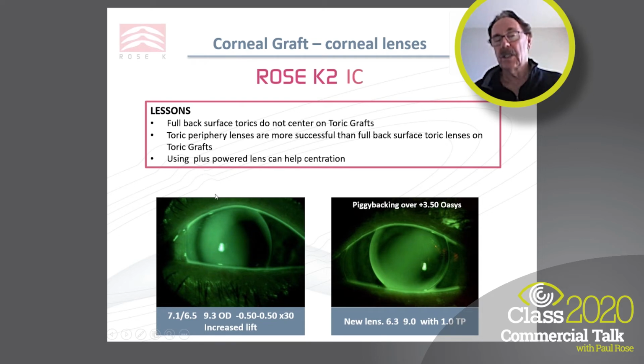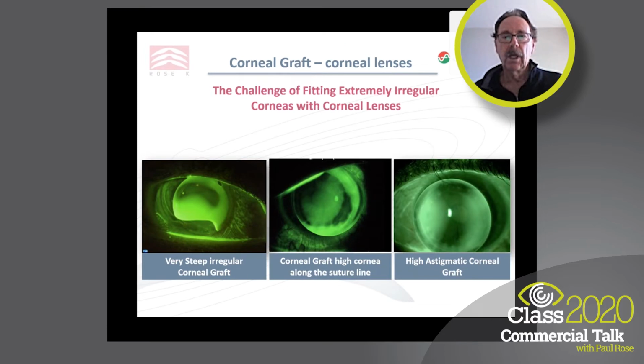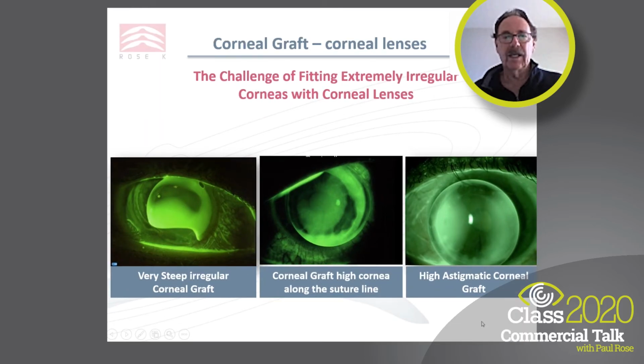And just think, sometimes using a plus-powered soft lens can help center the lens better. However, there are certain cases where, no matter what you do with a corneal lens, you can't get a good fit. And here are these cases, which is going to be most unsatisfactory. That lens is decentering well out. And again, we have a high degree of astigmatism across the graft.